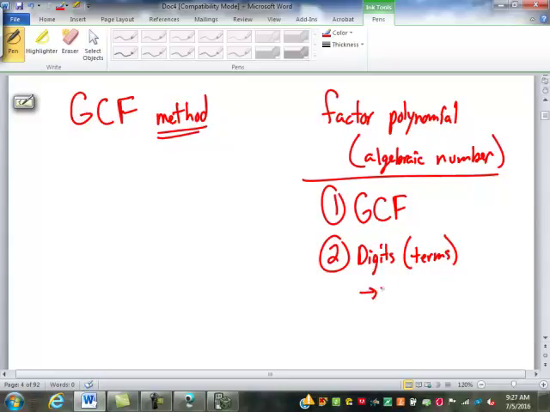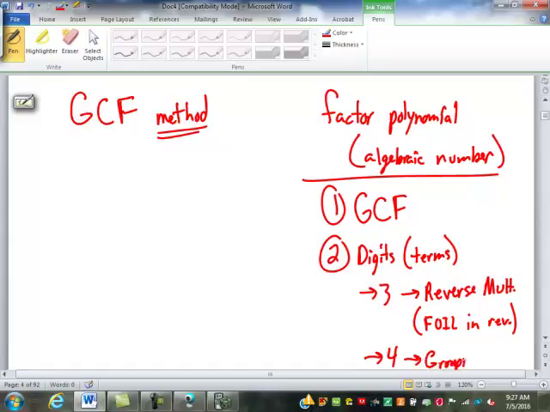If there are 3 digits or 3 terms, we're going to use something called reverse multiplication. Sometimes, for those of you that took a traditional algebra course, it's called FOIL in reverse. If there's 4 terms, we would use something called grouping, which we may not deal with in this class. If we have extra time, we'll maybe take a look at an example of it.